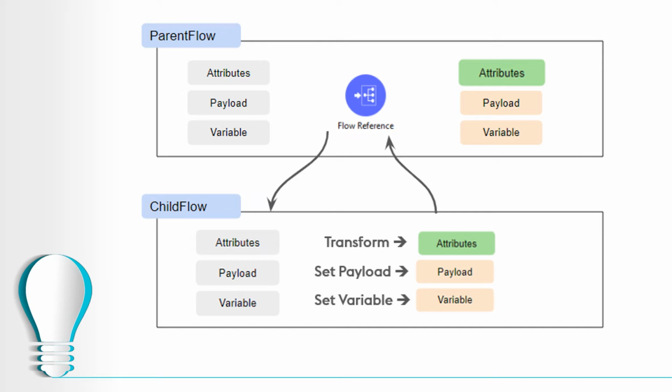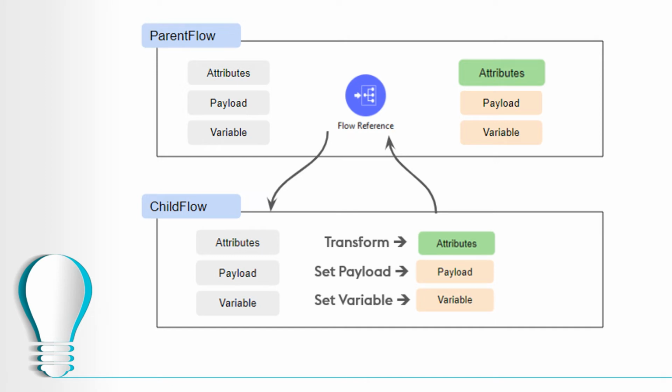But another permutation is, what if you're not using transform here? Then your attributes are not getting changed here. What if you're not using set payload here? Then your payload is also not getting changed. If you're changing only set variable, then only your updated variable will be available in the flow reference, in the main parent flow. So it depends on what they are doing.